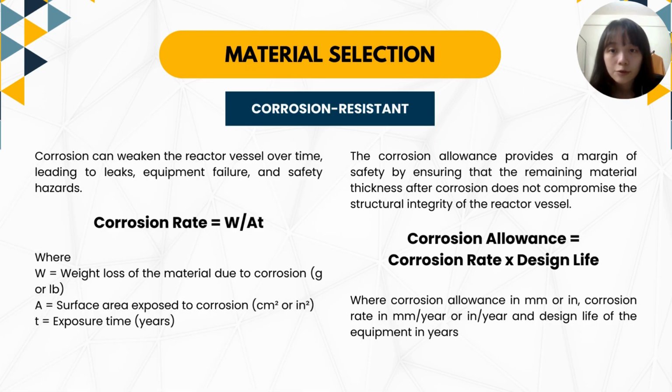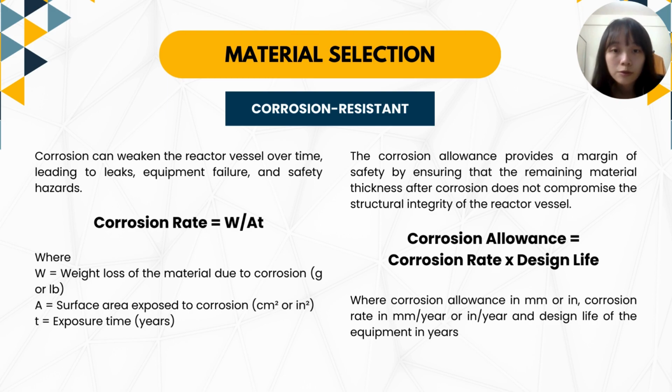For the material selection, we need to consider corrosion resistance, where the corrosion rate equals W over A T. W is the weight loss of the material due to corrosion, A is the surface area exposed to the corrosion, and T is the exposure time, calculated in years. And the corrosion allowance provides a margin of safety by ensuring that the remaining material thickness after corrosion does not compromise the structural integrity of the reaction vessel.